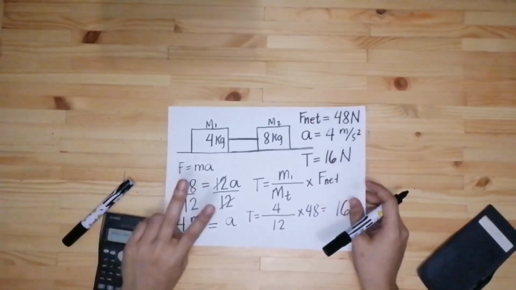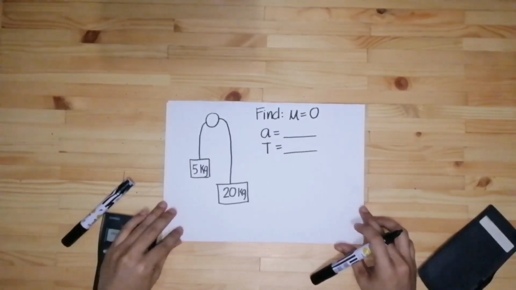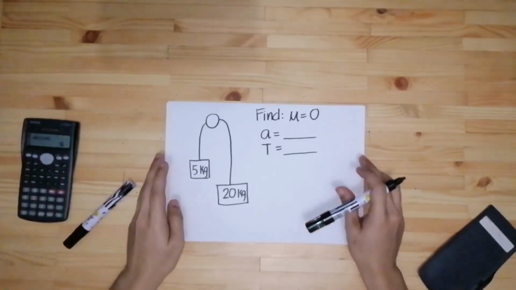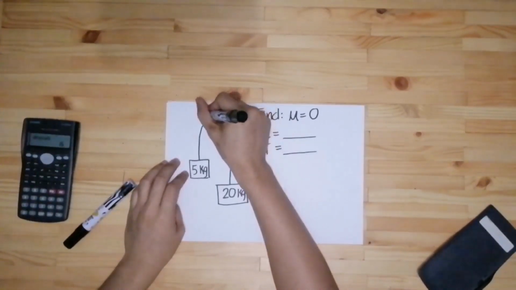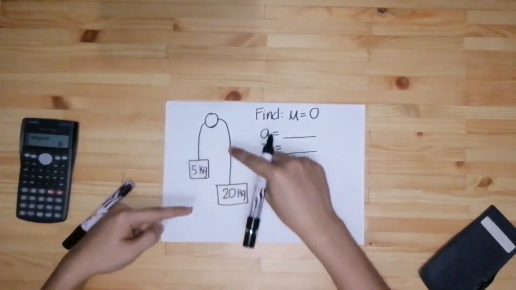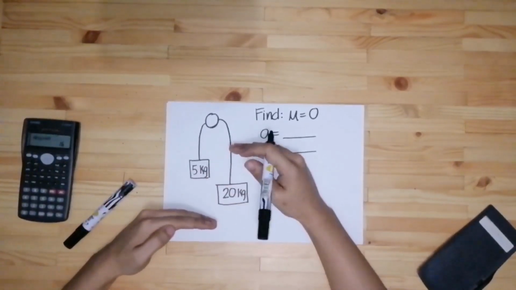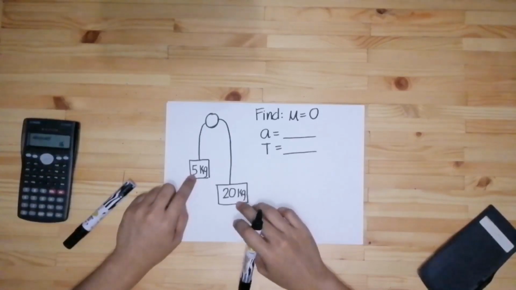Now, let's have the second example na meron tayo dito. Meron tayong pulley. Yan, then, ito yung dalawang object. So, ang tendency, gagalaw sila. Pero, sino nga ba yung bababa? Sino yung aangat? So, ito ay 5 kilograms, ito ay 20 kilograms.